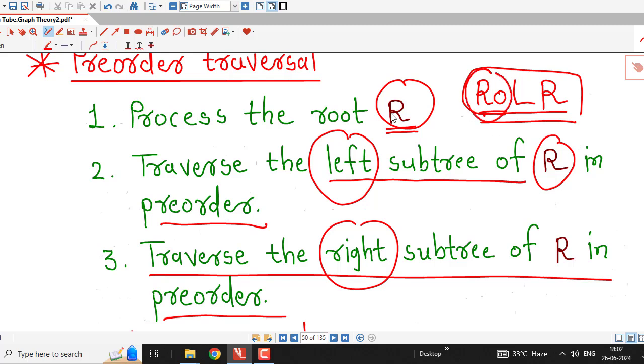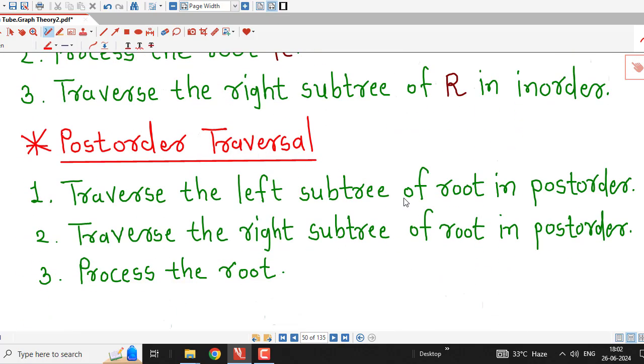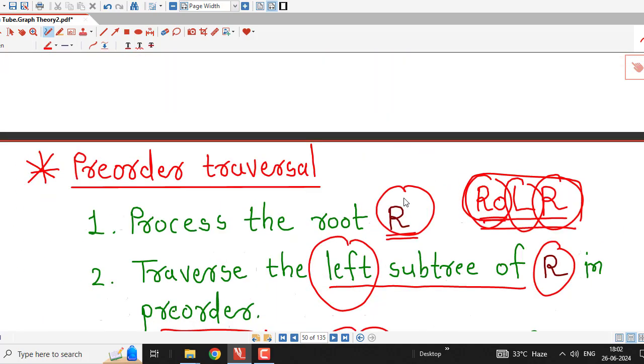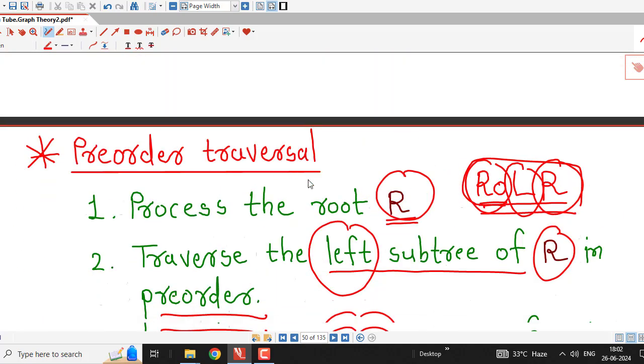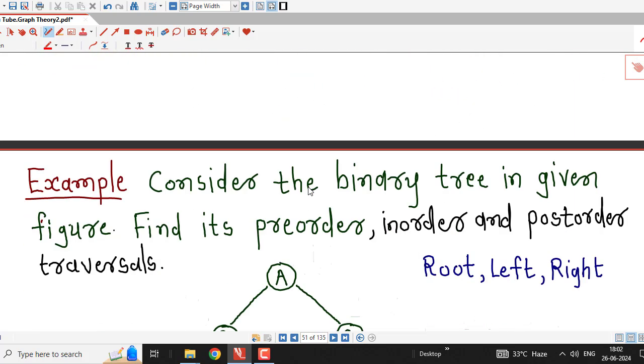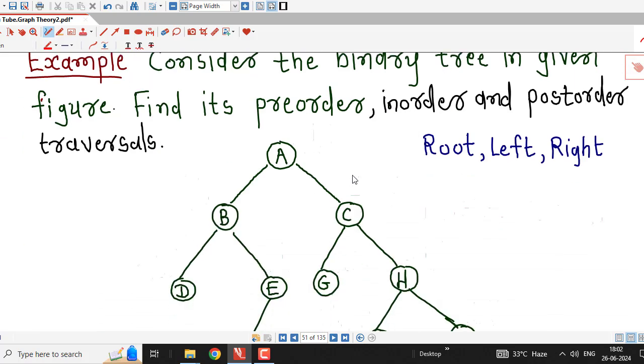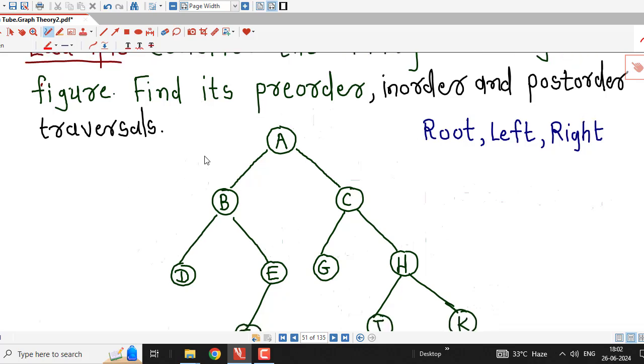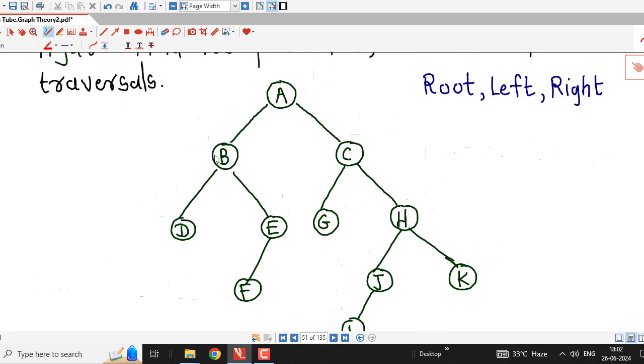RO means first we process the root R. Capital L means we traverse the left subtree of R in pre-order, and after that we traverse the right subtree of R in pre-order. So we understand this algorithm for pre-order tree traversal with one ordered rooted tree. Here I have taken this binary tree, and first I will find out the pre-order traversal of this binary tree.